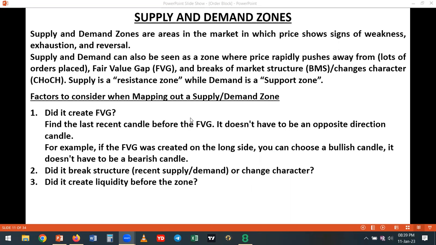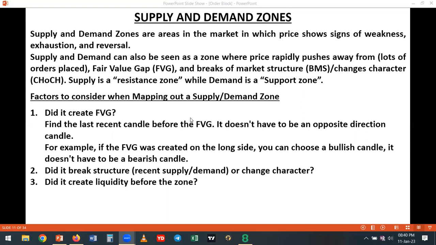Factors to consider when mapping out a supply or a demand zone. What are the things we consider? Three things to consider when mapping out a supply or a demand zone. One, did it create an FVG? That is your supply or demand, which is the same thing as your order block. Was there an FVG created after the order block? Was there a fair value gap?